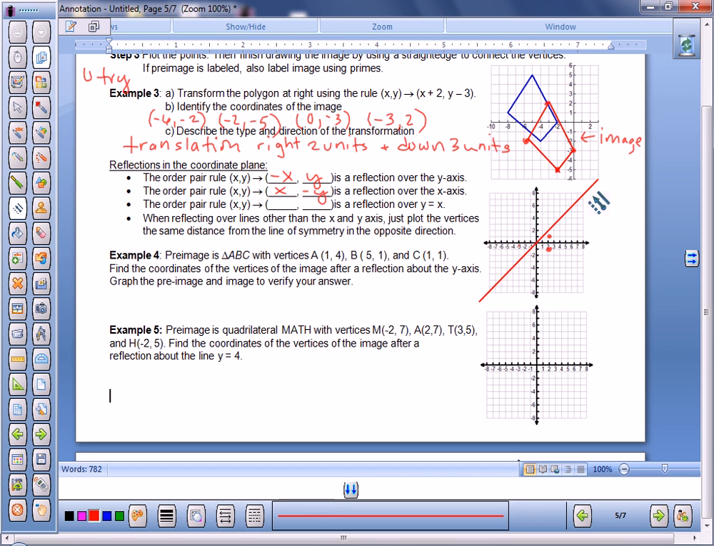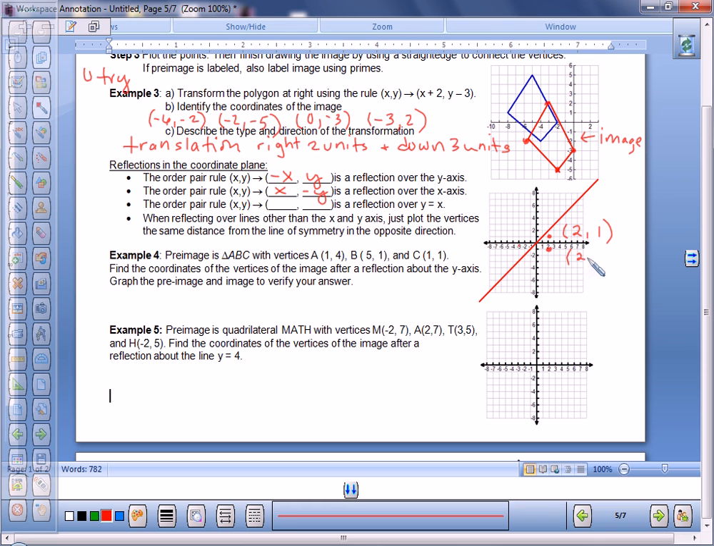All right, beautiful example. Let's write it down so we can see it. We went from the point (2, 1) to the point (2, -1). Did this change? Nope, stays the same. Did this change? Yep, it switched to the opposite.